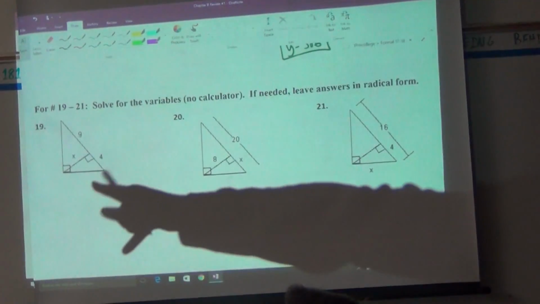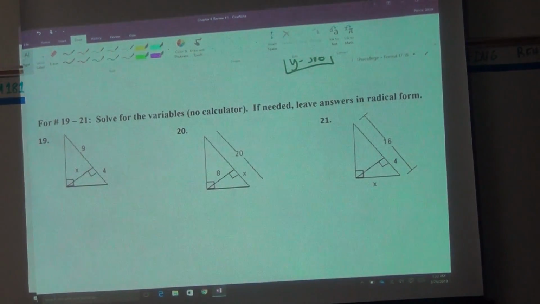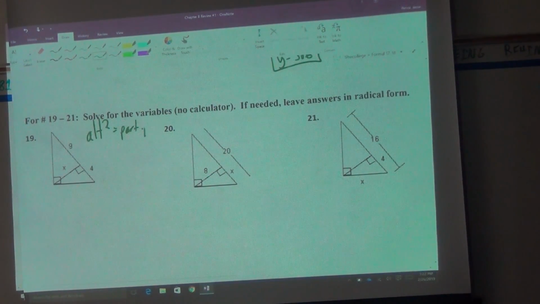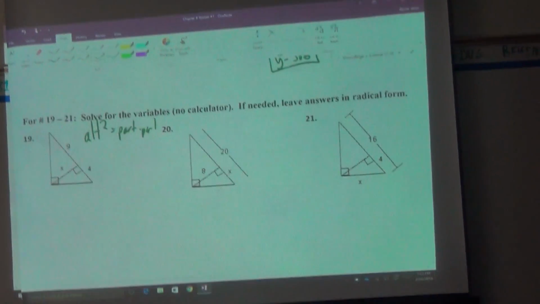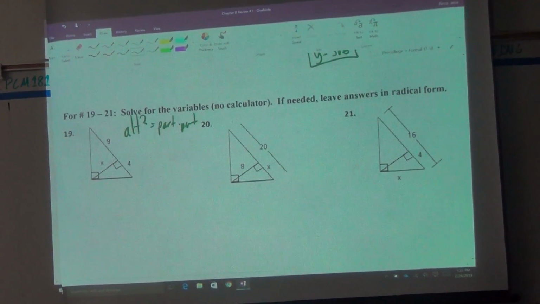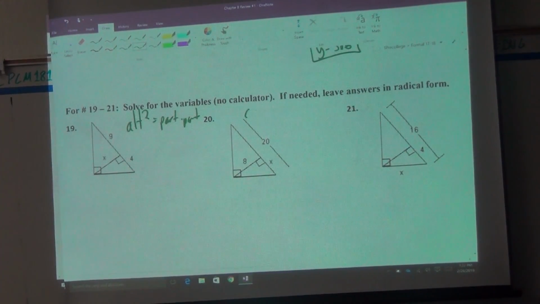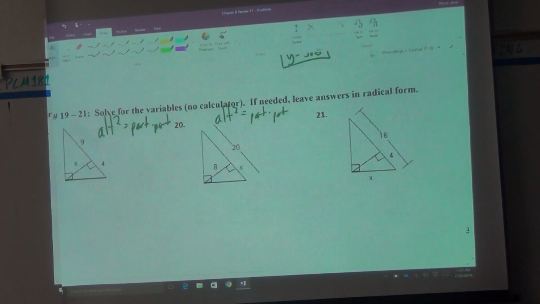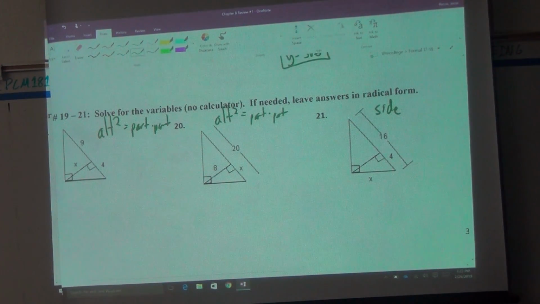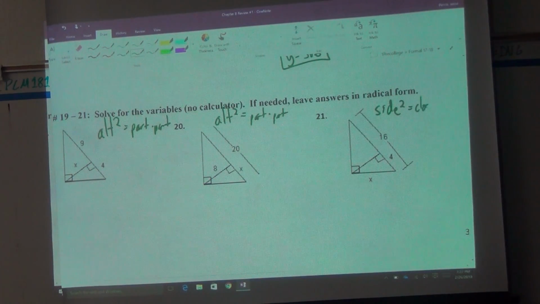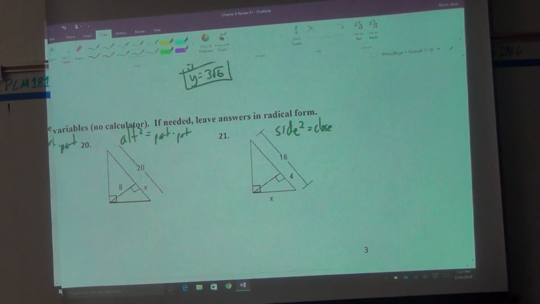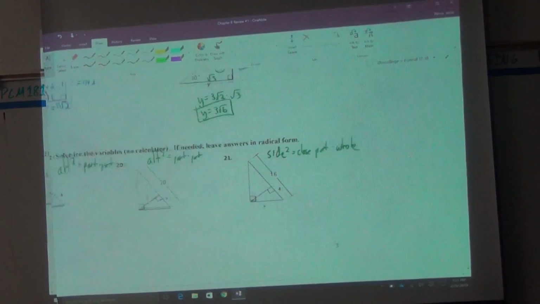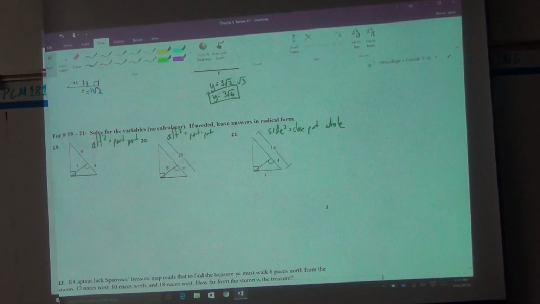All right, so for these problems, what you need to decide is, are we talking about an altitude or are we talking about a side? So this one is altitude squared equals part times part. Here, it's going to be the same thing, also altitude squared equals part times part. And this one's going to be side squared equals close part times whole. So there's our setup, our overall game plan.